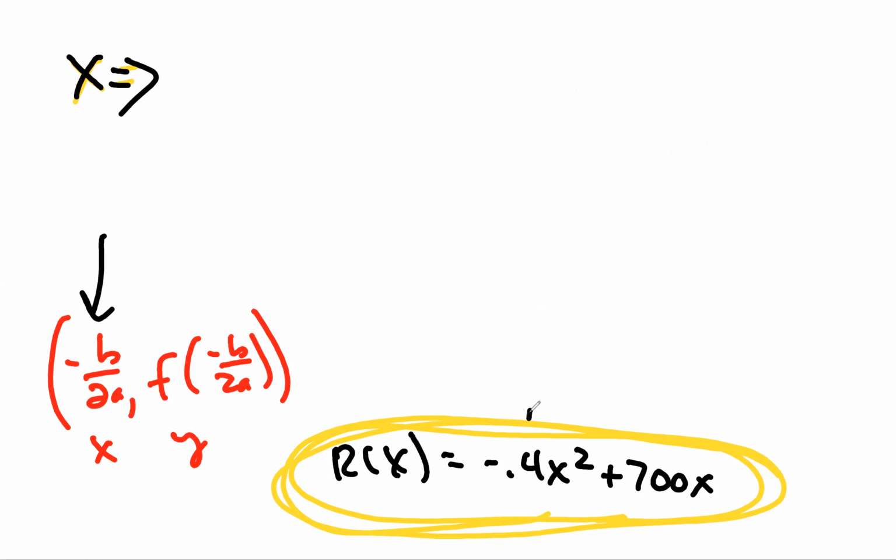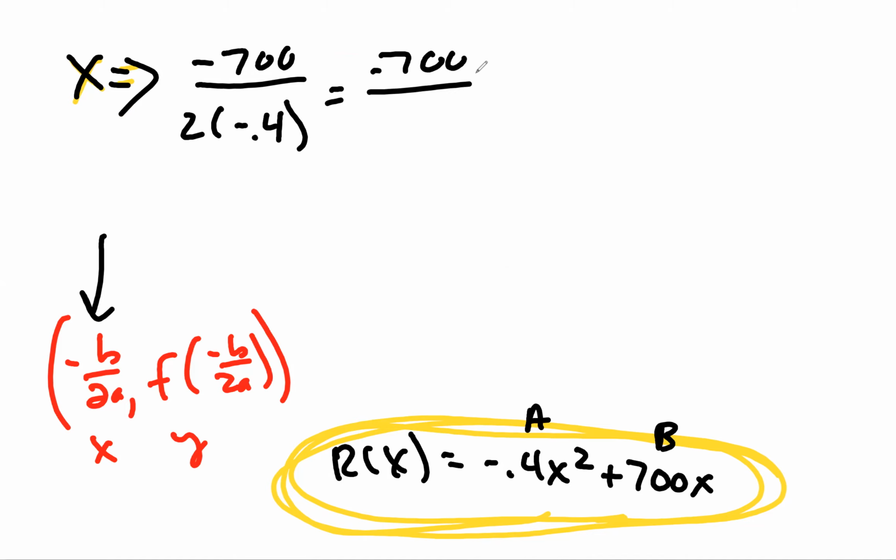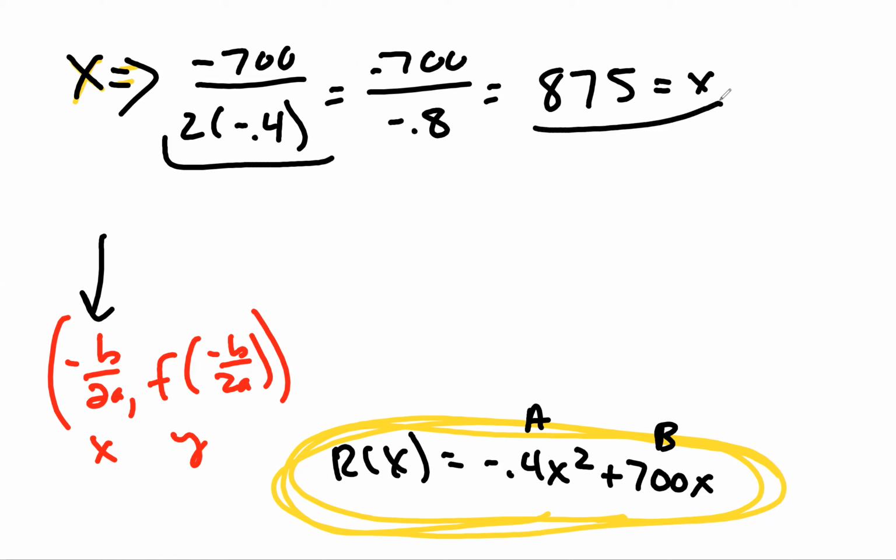So in this case, here's my a and here's my b. And so when I go to find my x value, I know that the opposite of my b is going to be negative 700. I'm going to divide that by the number 2 times my a value, which is negative 0.4. So for the time being, negative 700 stays the same. And then in my calculator, I do 2 times negative 0.4, which gives me negative 0.8. And then what I'm able to do is now divide negative 700 divided by negative 0.8. That's going to give me 875. So 875 is my x value. So there's part of my answer.